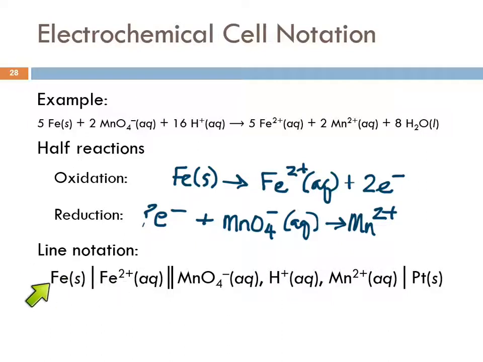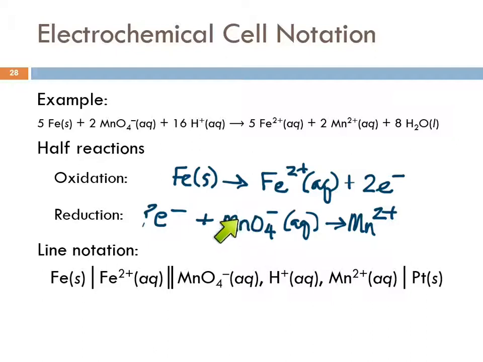So here we have the oxidation reaction first, and then the reduction. So oxidation, we've got iron that's a solid and iron 2 ions, that's aqueous. So they're separated by a vertical line. Here we've got the representation of the salt bridge in between. And then over here, we have the permanganate and hydrogen ion and the manganese and platinum.